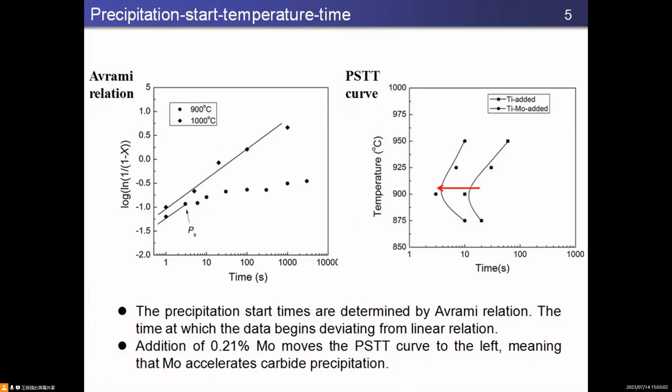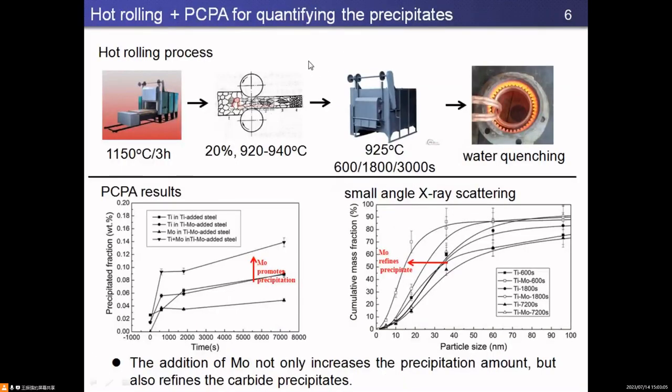We conducted hot rolling plus physical chemical phase analysis for quantifying the precipitation, and the precipitates are extracted from the samples. Elements were measured. We can see that the precipitation fraction increased with moly addition. We employ the small angle X-ray scattering method to measure the particle size of precipitates. We can see moly addition refines the carbide precipitates.